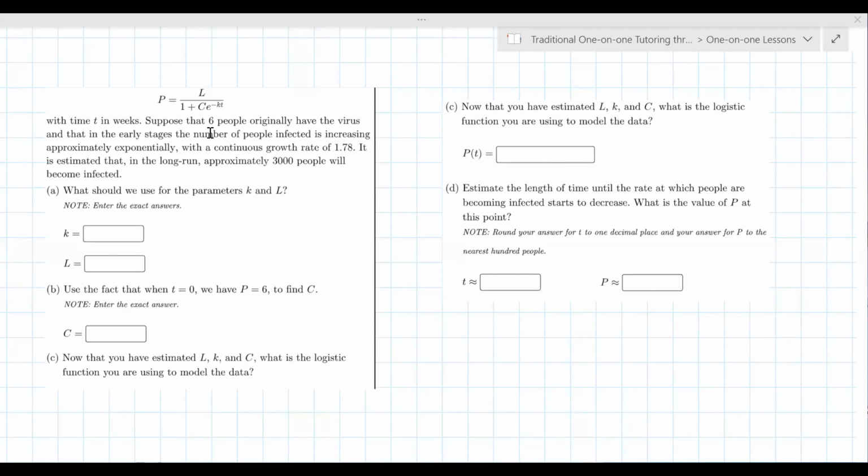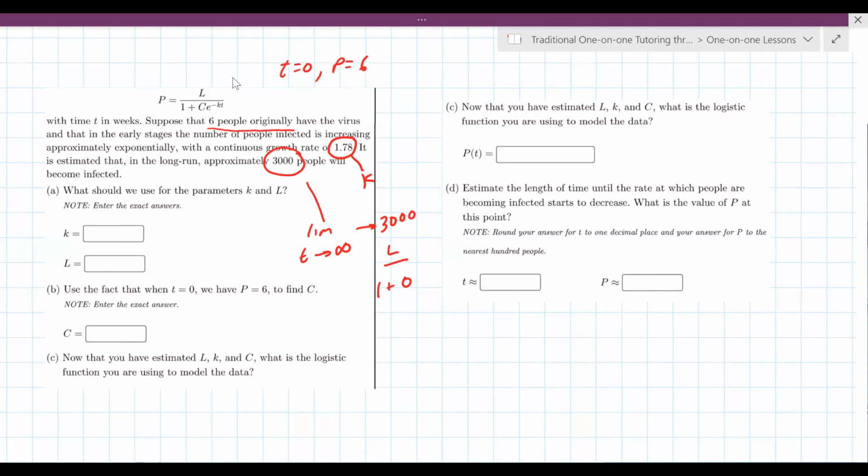All right, so it says that suppose initially 6 people have the virus. So that means that when t equals 0, p equals 6. This right here is the value of k. And they're telling you that the limit as t goes to infinity is 3000, which essentially becomes L over 1 plus 0. So they're giving you information here to be able to answer this.